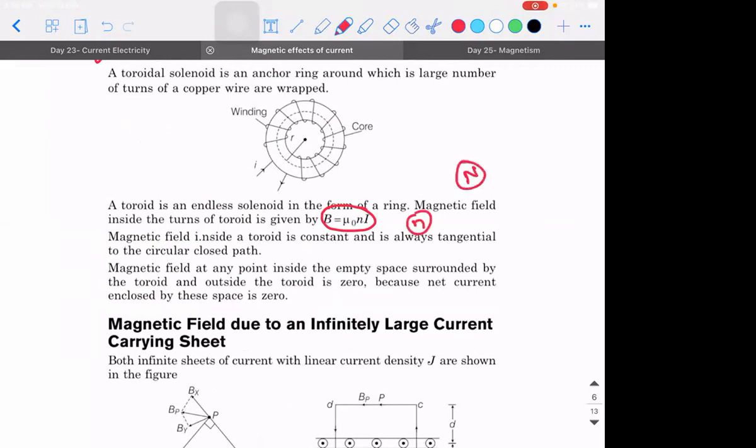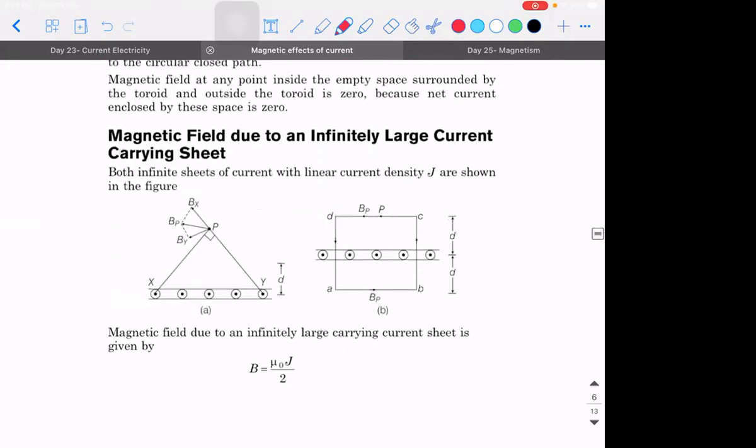Always remember, capital N in physics is used for number of something. Small n is always used for number density. That number density can either be linear, areal, or volume.